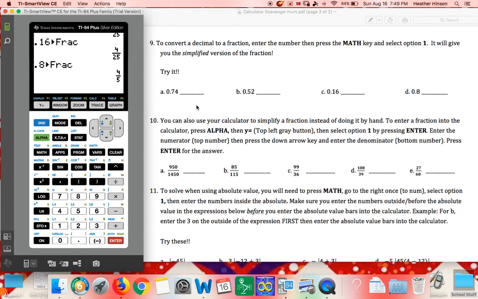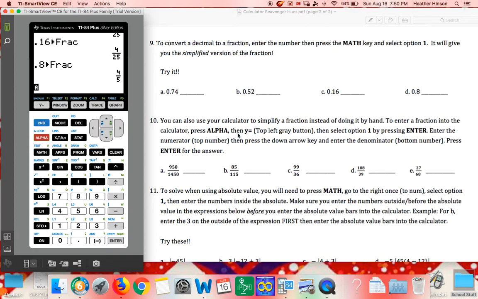So you don't have to do these by hand. You can use your calculator. All you have to do is enter the fraction into the calculator. To do that, you're going to press alpha. Alpha is going to be your green button over here on the left. And then you're going to click Y equals.